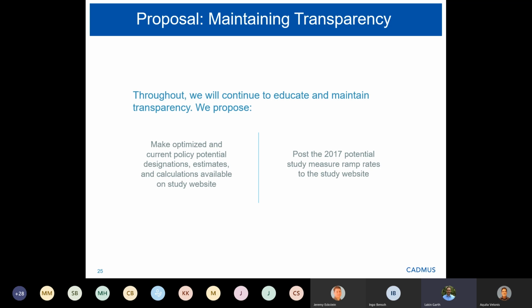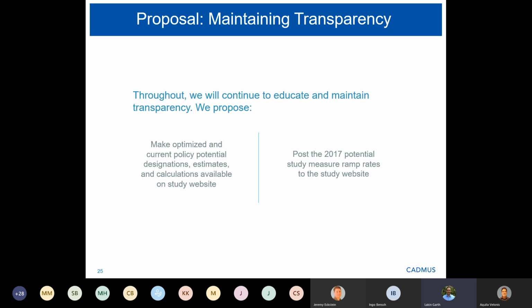So rather than presenting results and just saying this is what we've done, and then providing a draft and a final report, we're going to include some additional workbooks that show how we get from economic potential to the current and optimized potential and current policy potential designations, and what those calculations actually include.